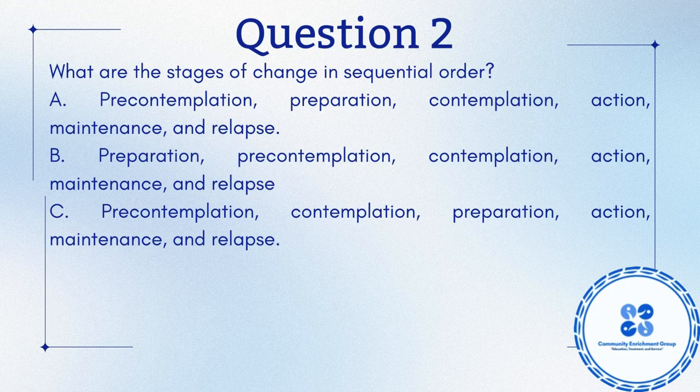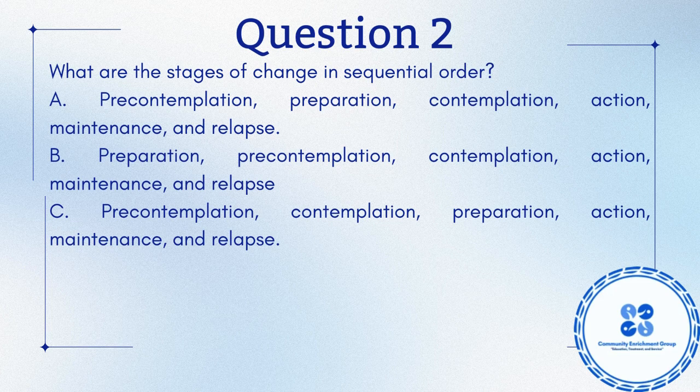Question two is another recall question. It calls for you to remember the stages of change, that transtheoretical model of change. So, what are the stages of change in sequential order? This question is asking you to remember the stages of change, but also to remember them in sequential order.